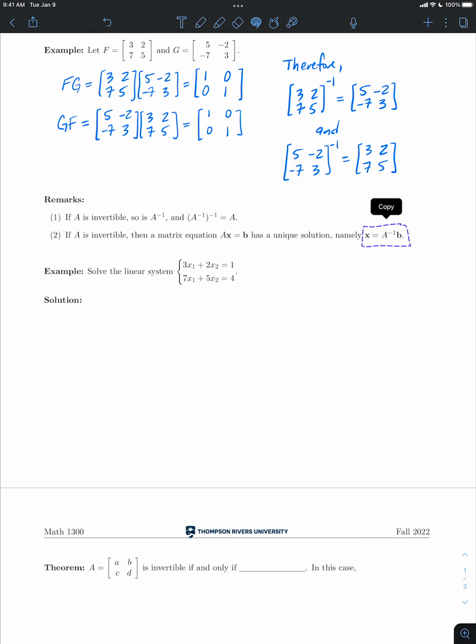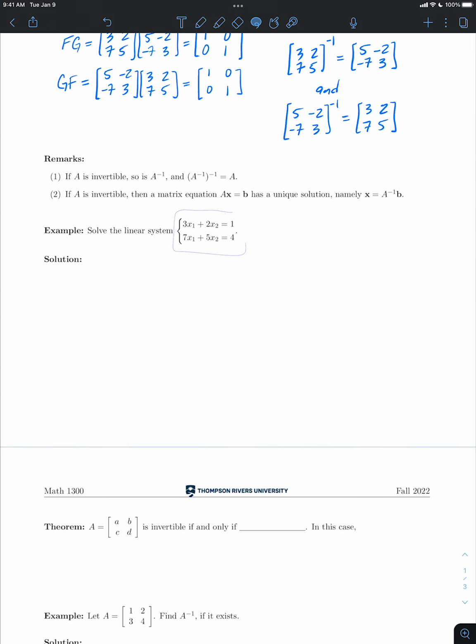Okay, let's look at an example of that. Here we've got a nice linear system of two equations in two variables. Let's consider it as a matrix equation. The coefficient matrix is going to be 3, 2, 7, 5. My variable vector is going to be x1, x2. And then my constant column is going to be 1, 4.